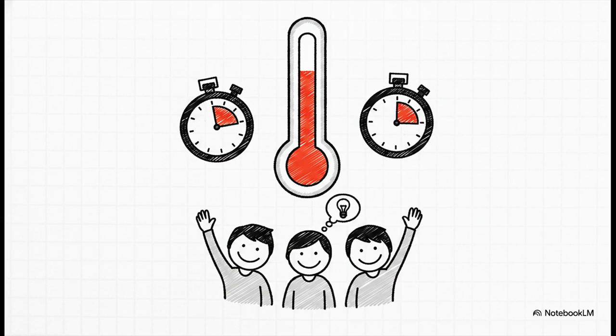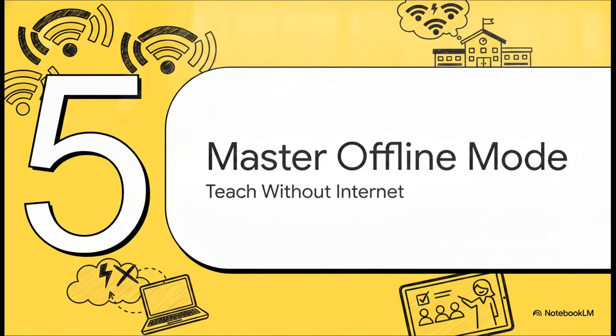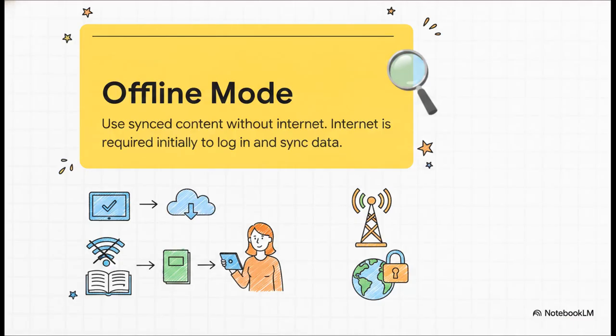Okay, Section 5, Mastering offline mode so you can teach without the internet. Let me tell you, offline mode is an absolute lifesaver. School Wi-Fi can be, well, unpredictable. This feature lets you use synced academic content without needing an active internet connection. But remember that golden rule from earlier? You still need the internet initially to log in and sync up your dashboard data. You can't just walk into a total Wi-Fi dead zone without syncing your device first.